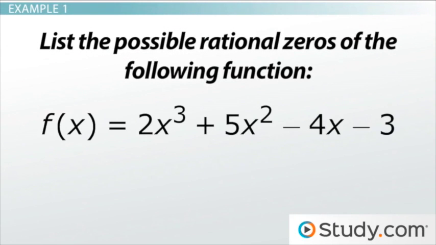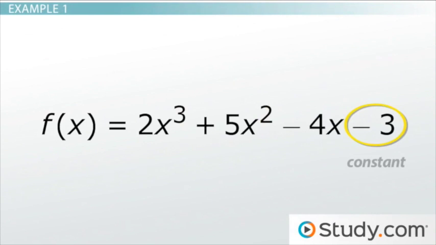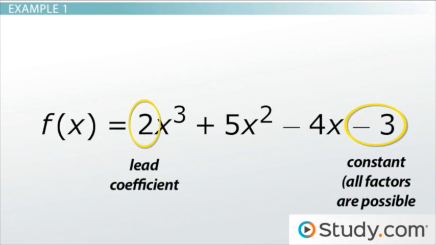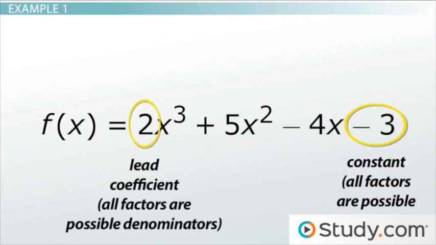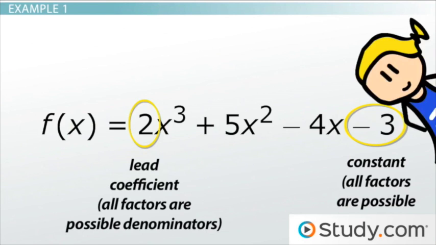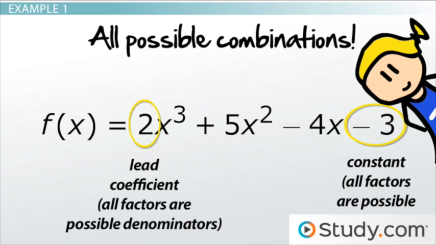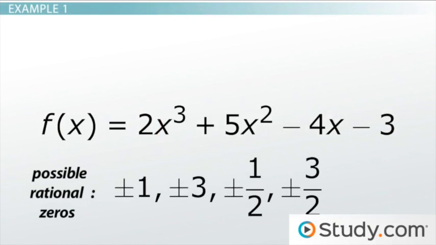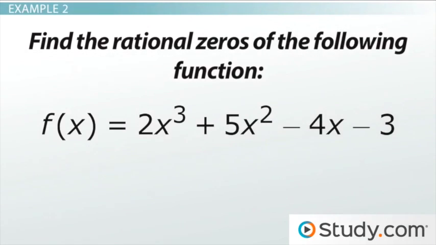List the possible rational zeros of the following function. The constant term is -3. So all the factors of -3 are possible numerators for the rational zeros. The lead coefficient is 2. So all the factors of 2 are possible denominators for the rational zeros. All possible combinations of numerators and denominators are possible rational zeros of the function. The possible rational zeros are as follows: plus or minus 1, plus or minus 3, plus or minus 1/2, and plus or minus 3/2.